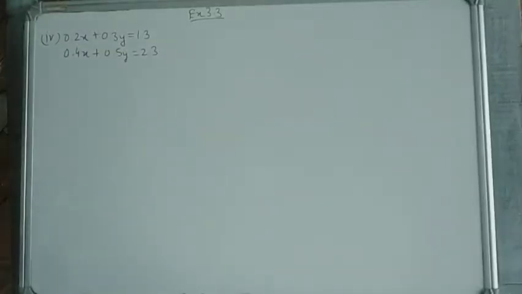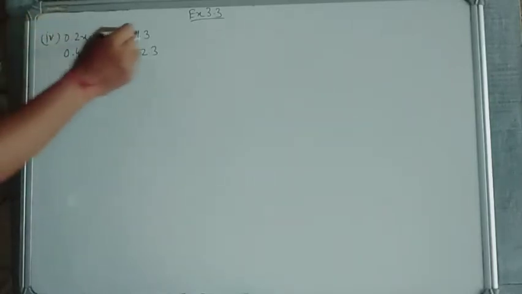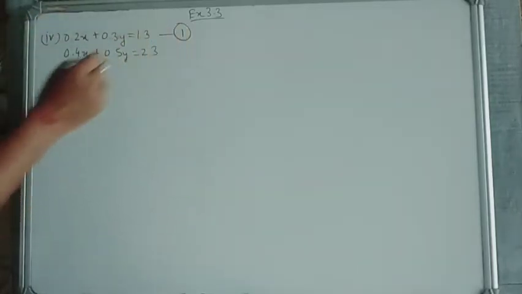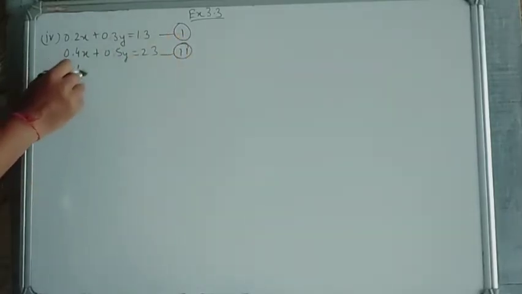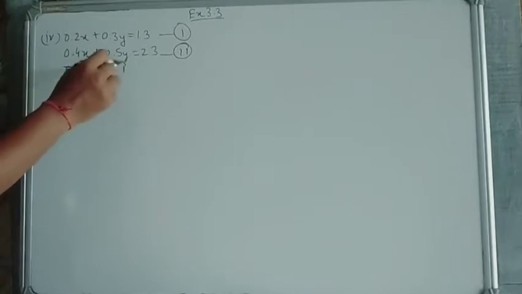Now suppose we have this question: 0.2x plus 0.3y equal to 1.3 and 0.4x plus 0.5y equal to 2.3. This is one question we have. It looks a little complicated to solve. So what we will do, this one is equation number 1, this is equation number 2. So take equation 1.